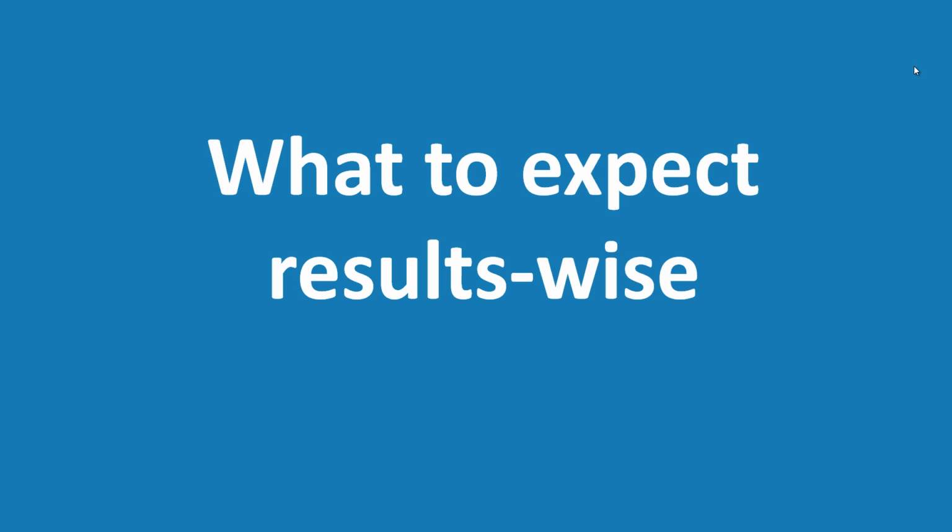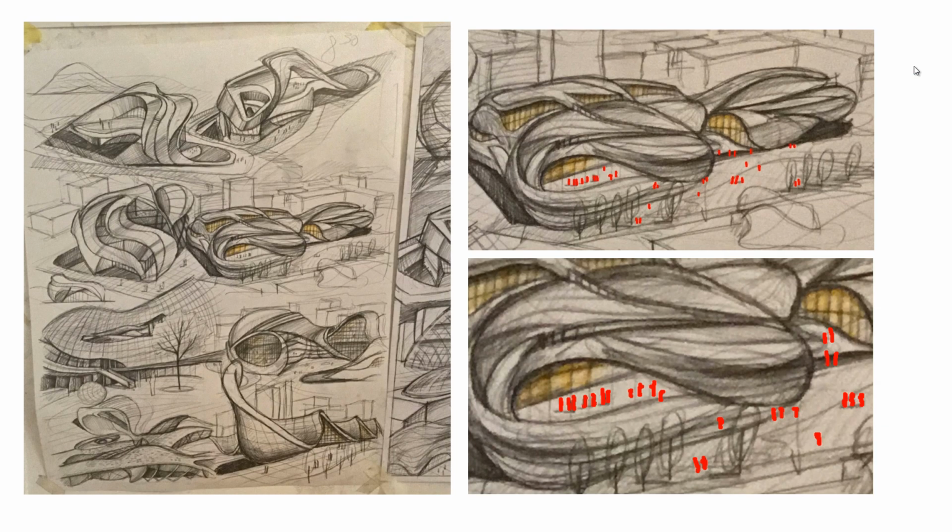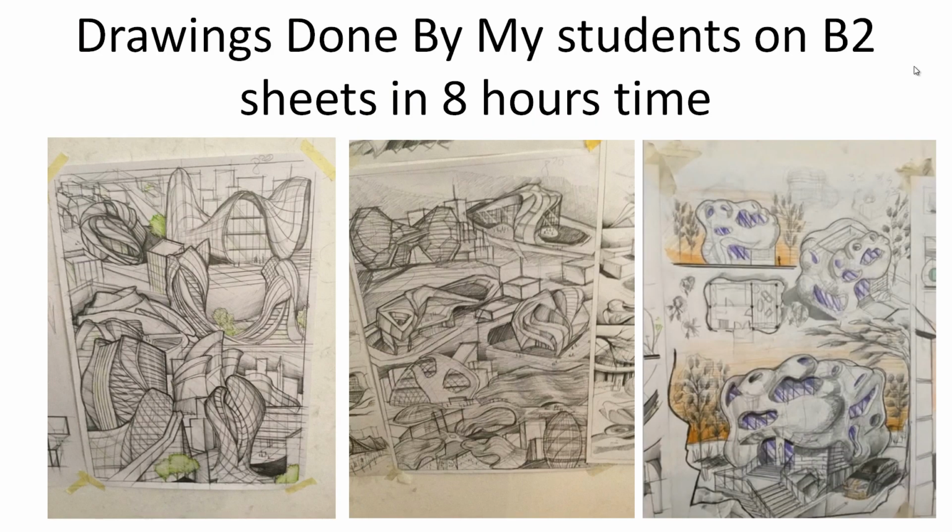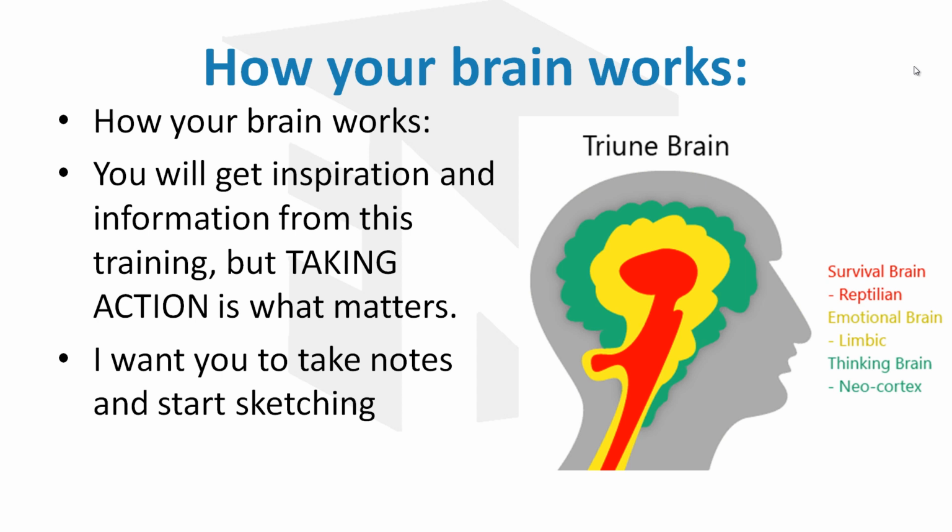So what to expect results wise? Well, stuff like this. These are the types of drawings done by my students. B2 paper, which is large paper. And it's done in basically 8 hours time. It's quite interesting. One thing I want you to know is how your brain works, basically.